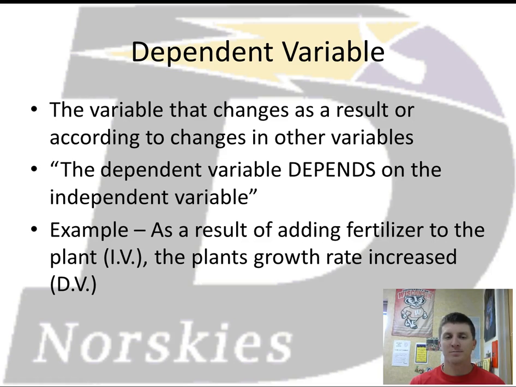The dependent variable is the variable that changes as a result of, or according to, the changes in other variables. The dependent variable depends on the independent variable. That's a phrase that we have in science. If we go back to our example, we added fertilizer to one of the plants. That fertilizer, that change, was the independent variable. That fertilizer could have changed the plant growth, or we could say that the plant's growth rate increased. That would be the dependent variable. That is the result. We would compare that back to the control.